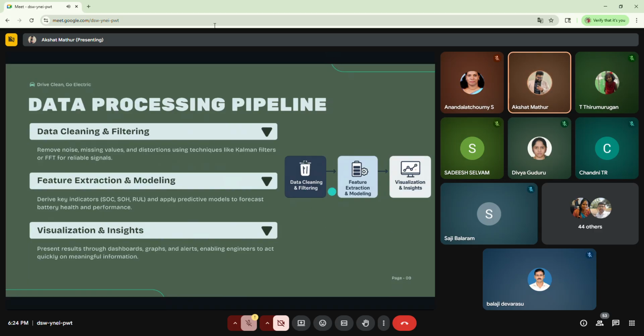What I'm trying to say is that the data we receive as signals, in terms of numeric data, voltage or current, in whatever form, we transform into a knowledgeable format, in language which an engineer, a customer, or a user, anybody can understand, and eventually convert it into actionable insights.